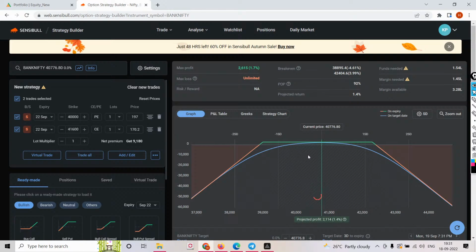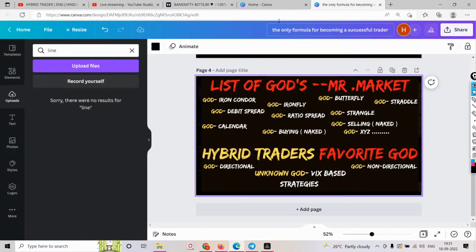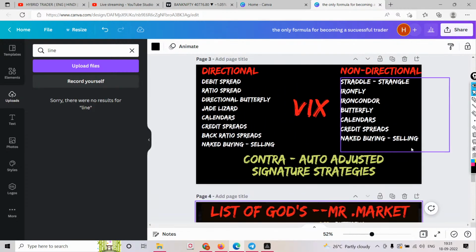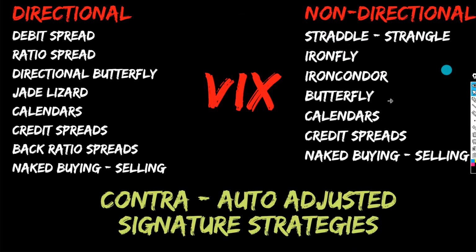Sensibull is slow. Okay, but anyways, we are not discussing any of the strategies, but you got my point, right? So I can go for a strangle, I can go for a straddle, that's what I've discussed somewhere here. Okay, right? We are discussing only non-directional trades. We have discussed straddle, iron fly, iron condor, right?